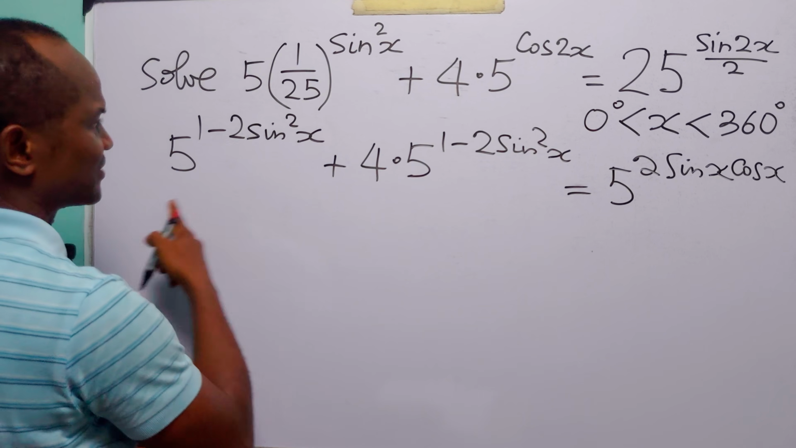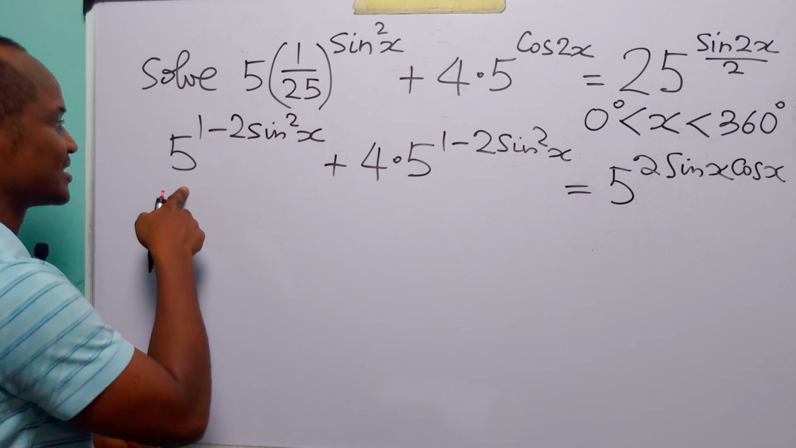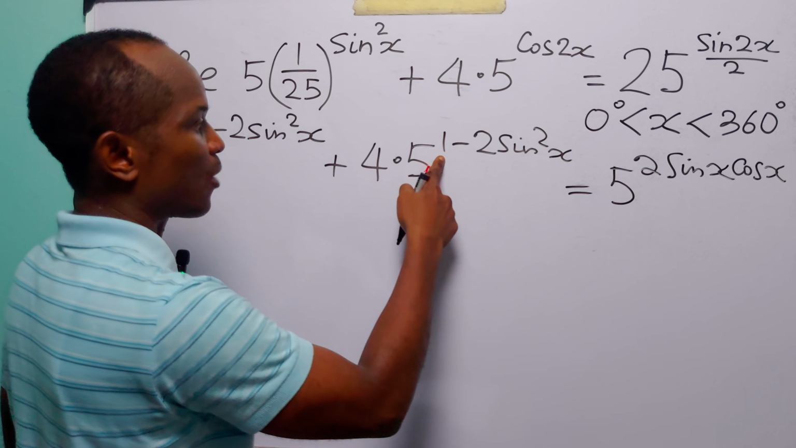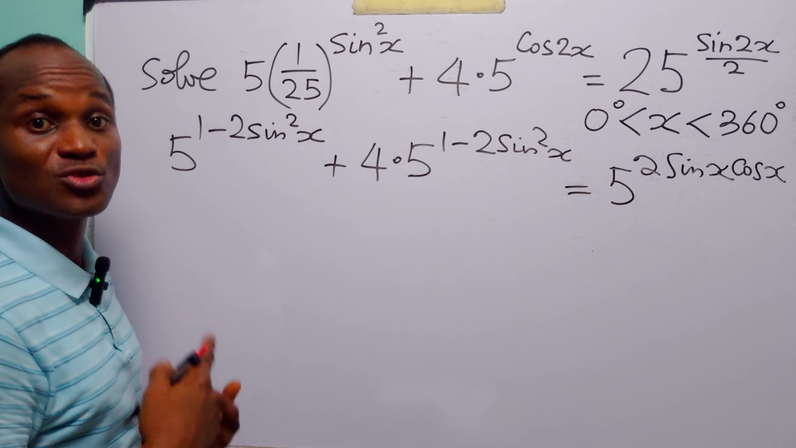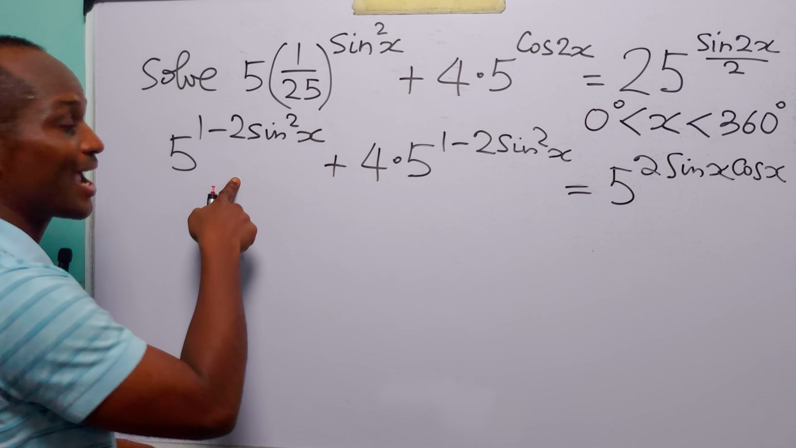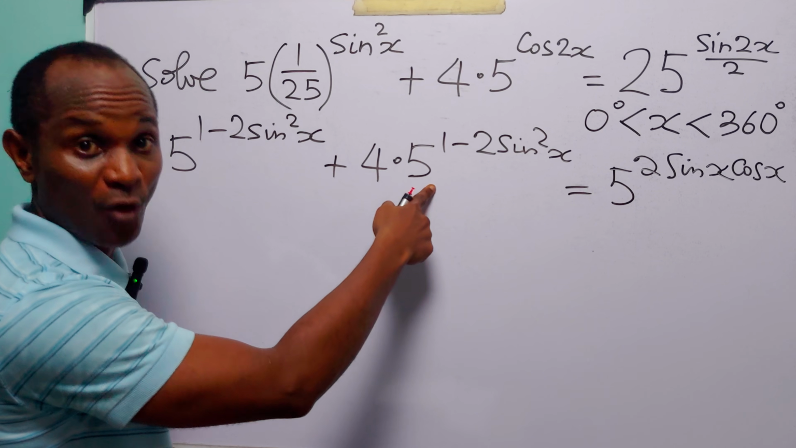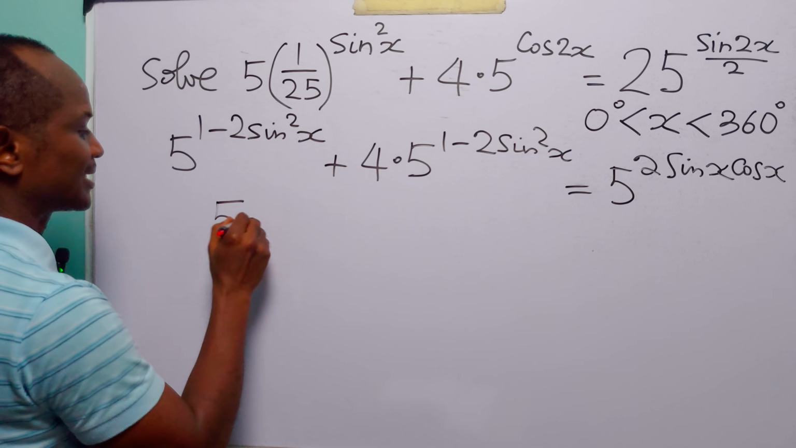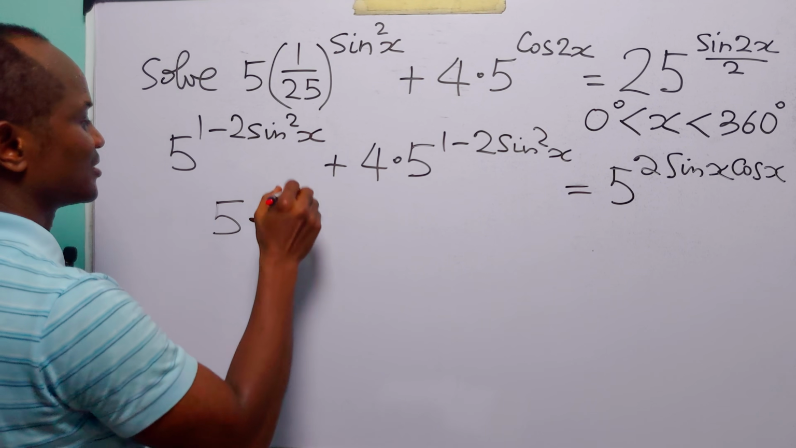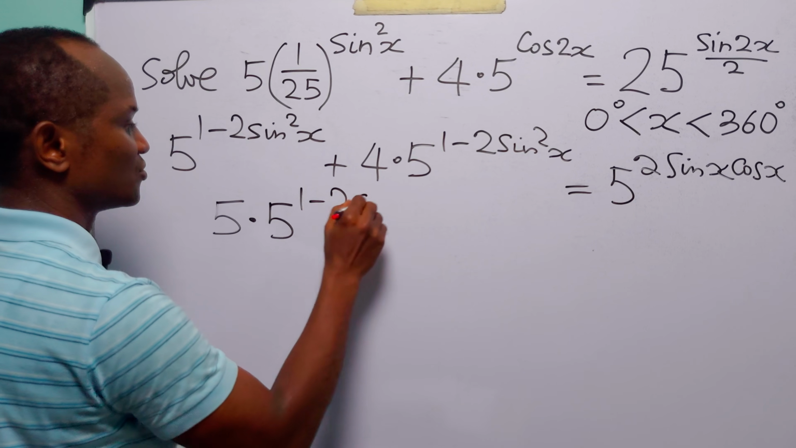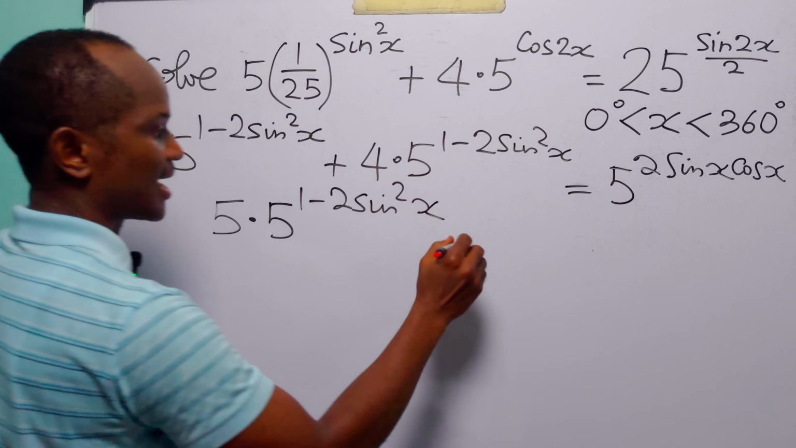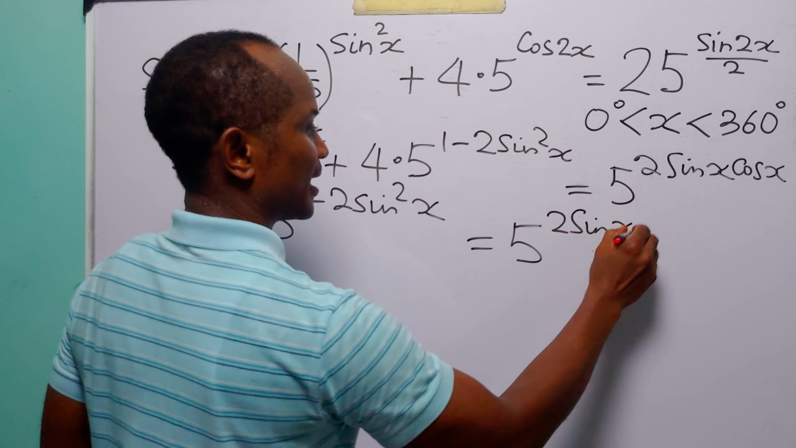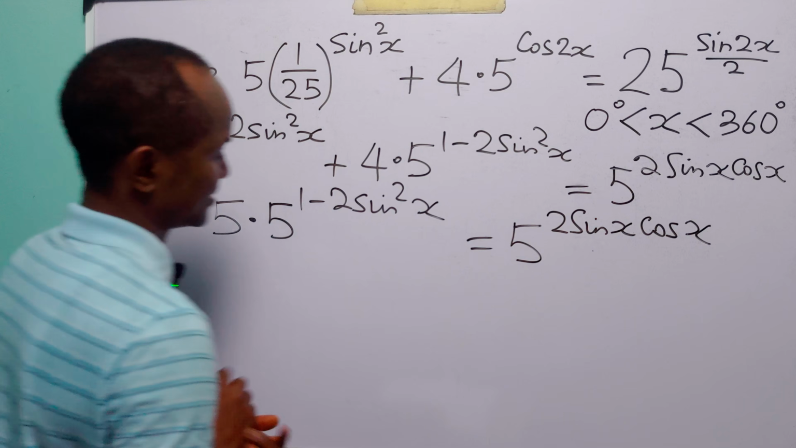Now notice that on the left hand side we have the same quantity, that is 5 to the power 1 minus 2 sin squared x. So we can add these two. We have 1 of this and we have 4 of this. So that means altogether we have 5 times 5 to the power 1 minus 2 sin squared x, and this is equal to 5 to the power 2 sin x cos x.